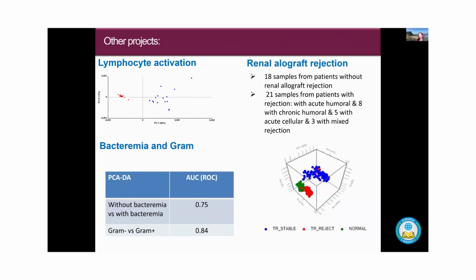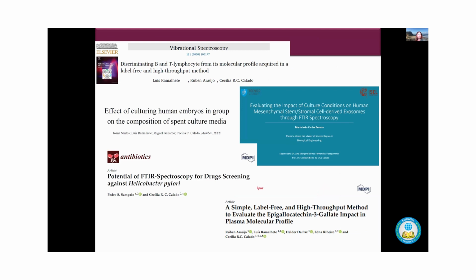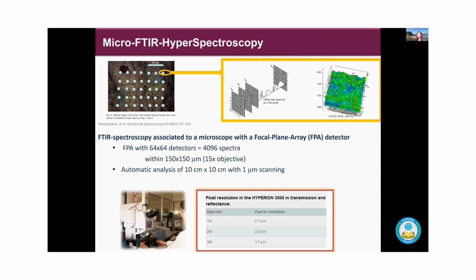We are applying this to other very different clinical problems, like predicting the rejection of renal transplant patients before it happens, and predicting bacteremia in intensive care unit patients. We are running lots of different examples, but the last one that I want to speak about is also based on the infrared technique, but not looking at the average spectrum, rather looking at the image.